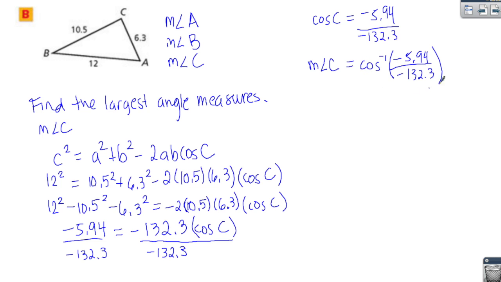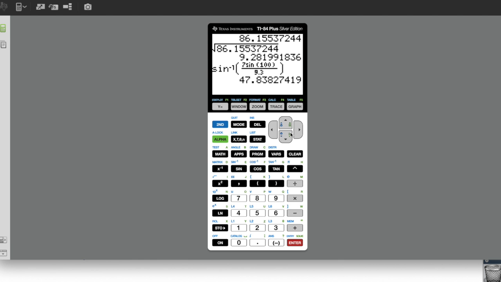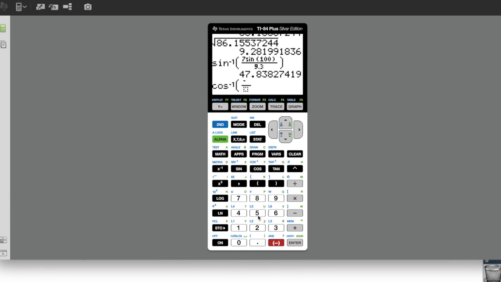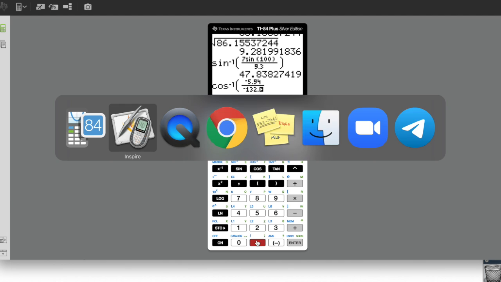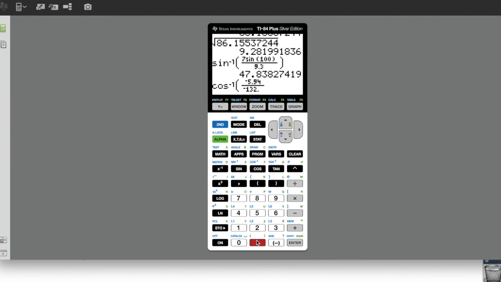We will enter this into our calculator and evaluate. All right, let's try that out right now. So we're going to use the inverse cosine: second function and then inverse cosine. Let's create a fraction. For those of you who are not able to use a fraction in your calculator, it's okay. You may just need to make sure you keep using a couple of parentheses. So -5.94 over -132, let's go back, it was 132.3. So 132.3, and then we will evaluate this.